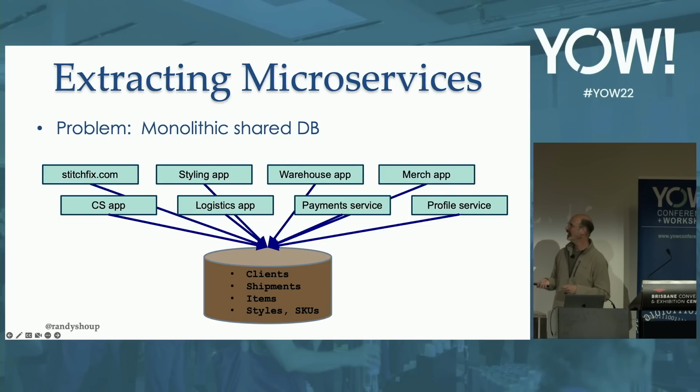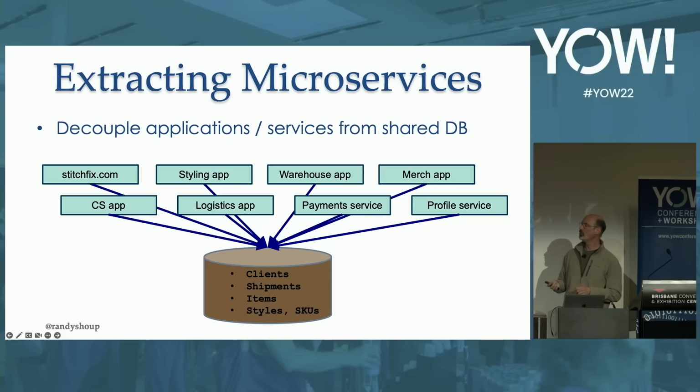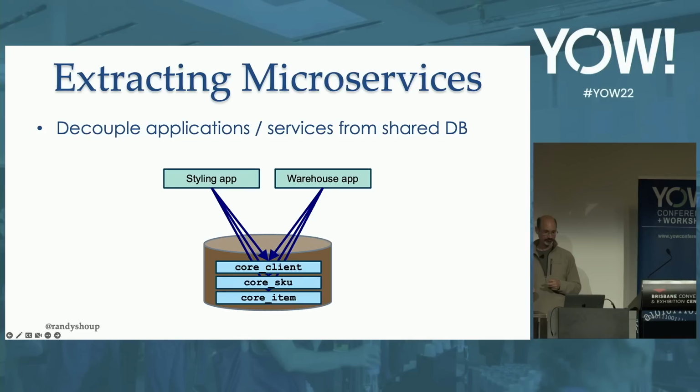It's a challenge. Who has worked with architectures that look like this? OK, quite a lot. All right, I don't feel so bad. OK, so what we want to do is decouple those applications and services from that shared database. So to keep the boxes and lines clean, let's imagine we have 2 applications and 3 tables rather than 100 applications and hundreds of tables.